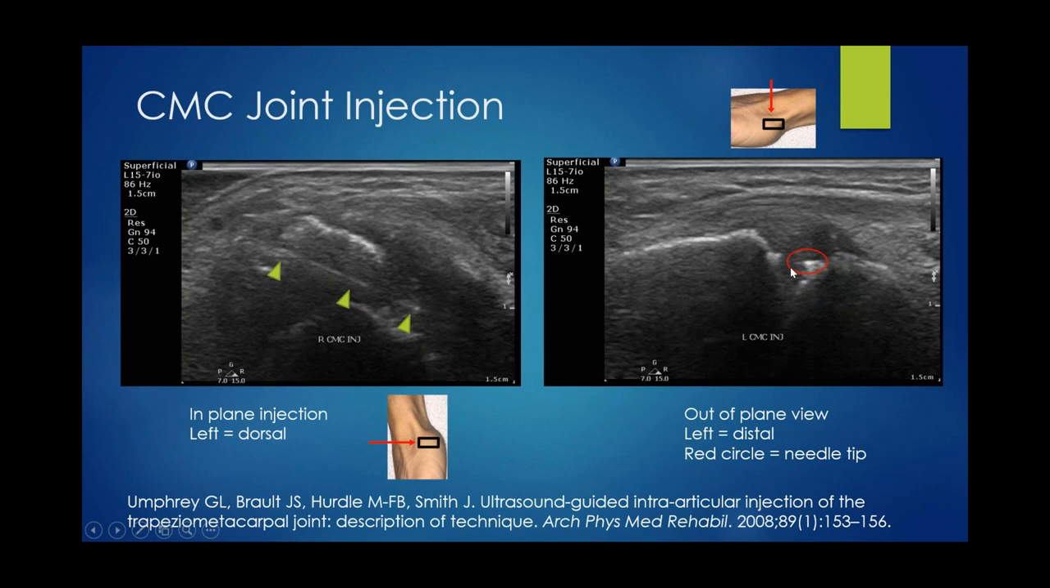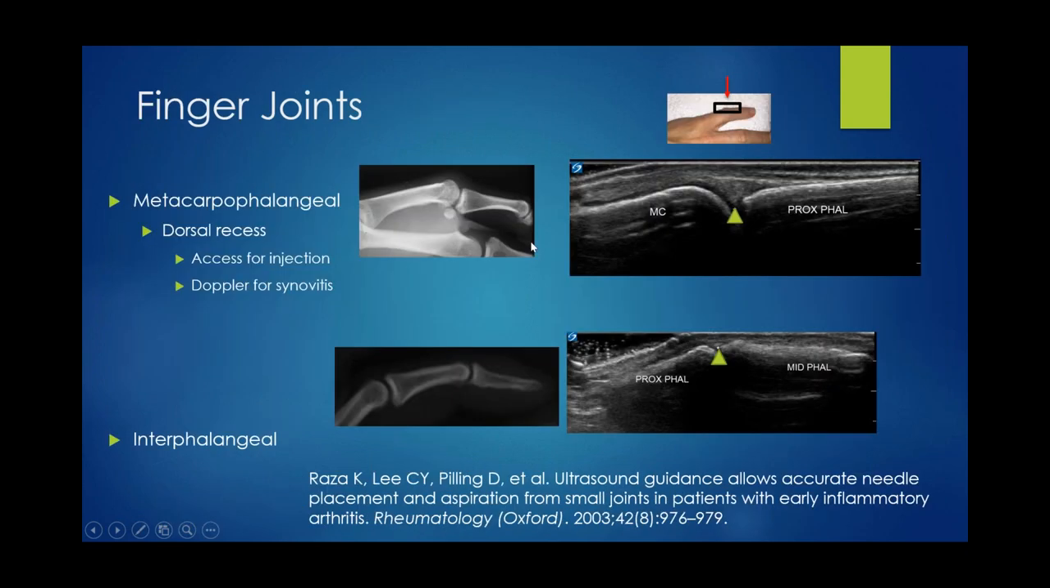Finger joints, such as the MCP or IP joints, can be approached similarly. Again, more commonly assessed radiographically. Usually the ultrasound-guided injection would be the more common reason to assess these joints. I find the out-of-plane approach, as discussed previously, is the easiest way to inject these joints.